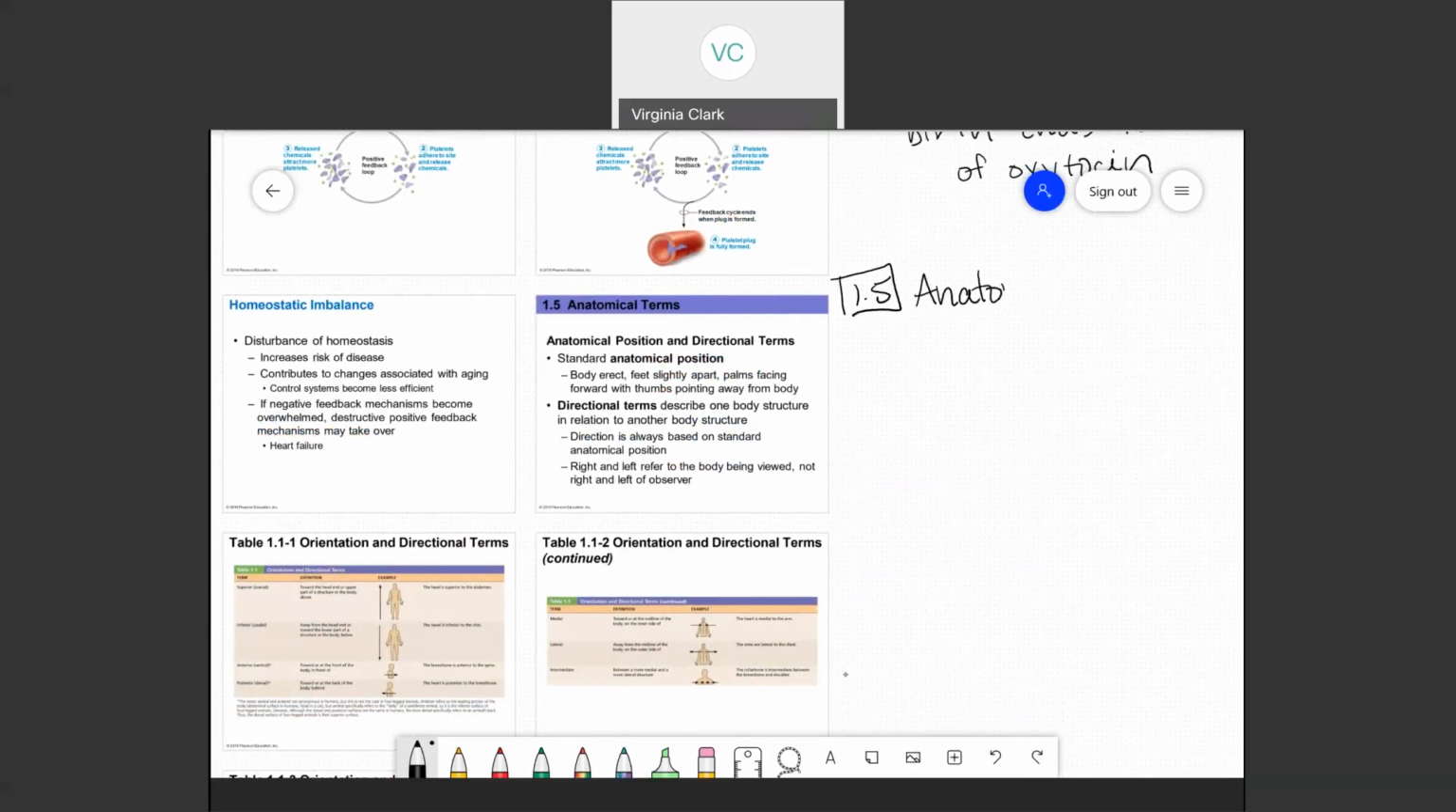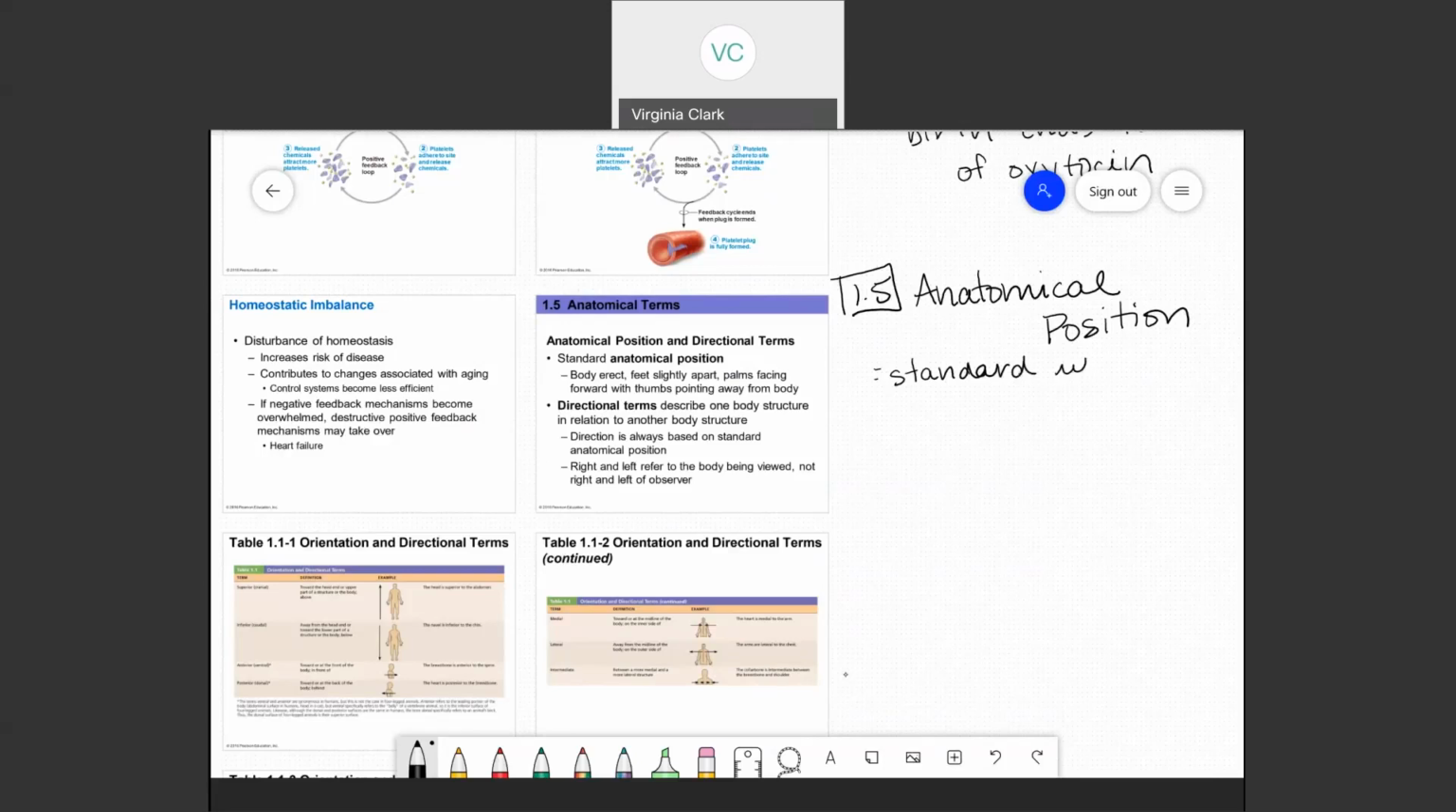So what we're doing here is we are switching gears completely. And for the rest of this chapter, 1.5 and 1.6, essentially it is making sure that we are speaking the same language in regards to the body. So that way from now on, when we start talking about things, we're all speaking it from the same perspective. So it's kind of like a Spanish 101 class to make sure that we are all using the same foundational nouns, terms, directions. So anatomical position is going to be our standard reference point.